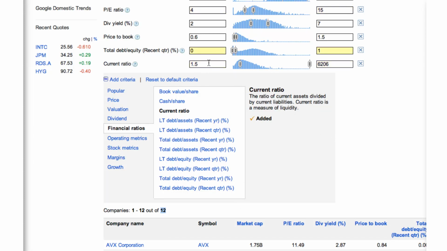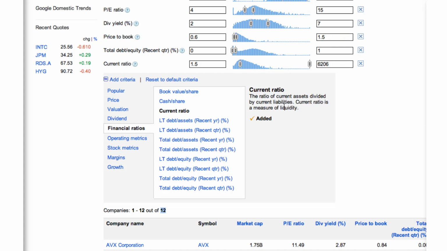Now let's say that you're putting in some really stringent specifications here, and you have 0 stocks showing up. What you're going to have to do is come up here and adjust some of these and be a little bit more lenient on your criteria.